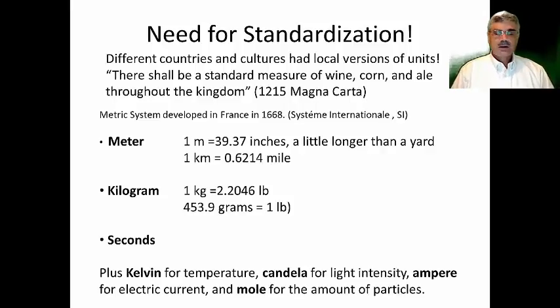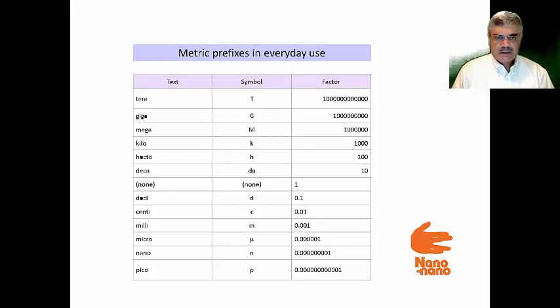All right. Other units of measure that we have are the Kelvin for temperature, candela for light intensity, ampere for electrical current, and the mole for the amount of substances. The metric system is preferred by scientists and engineers, and the reason is because it's easy to use. It's based on the decimal system.